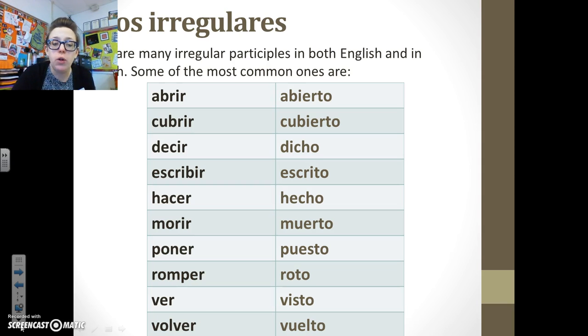And then finally, volver is our last irregular verb on this list. Volver means to return, and the past participle for volver is vuelto, or returned.